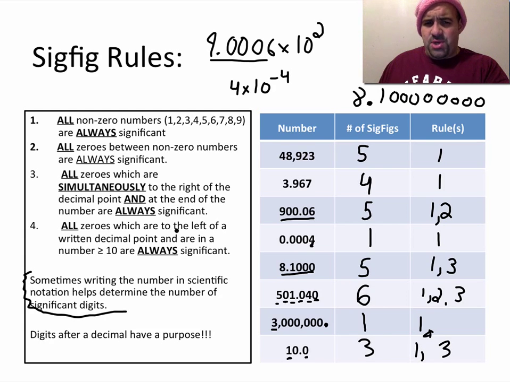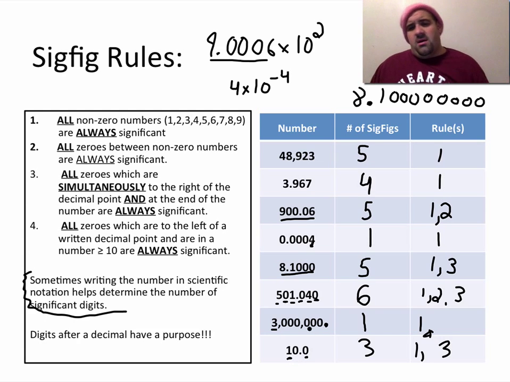And all zeros which are to the left of a written decimal point and are in a number greater than or equal to 10 are always significant. So this 0 is to the left of a decimal point. It is in a number that is greater than or equal to 10, so it is significant. So we have 3 rules. Just again, realize sometimes you can write a number in scientific notation. That will help you decide.